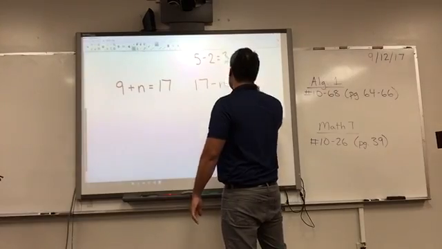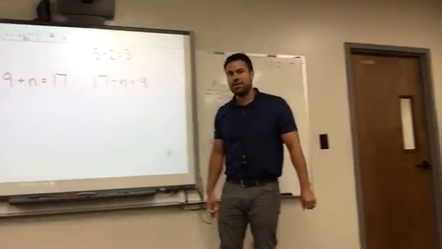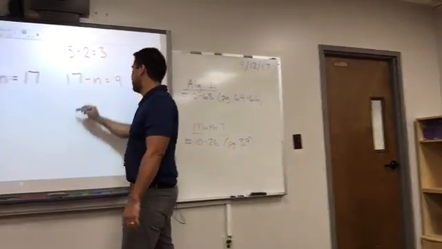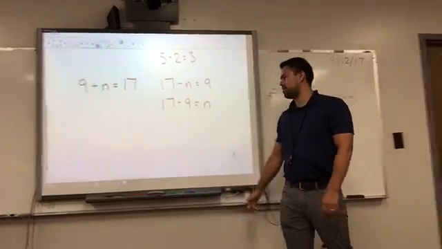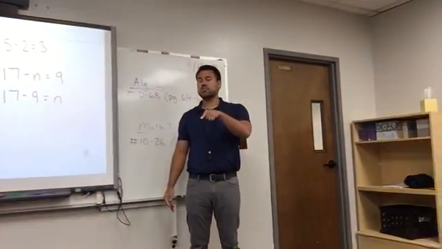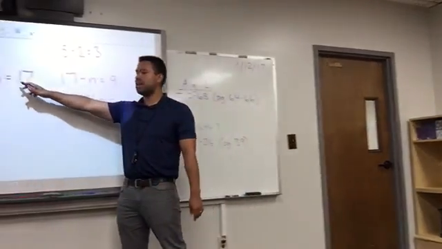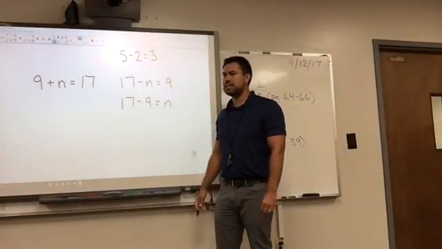17 minus n equals 9. Do you agree with that? The other one: 17 minus 9 equals 8. 17 minus 9 equals n. Those are both subtraction facts that come from this one addition fact. Do you kind of see that?